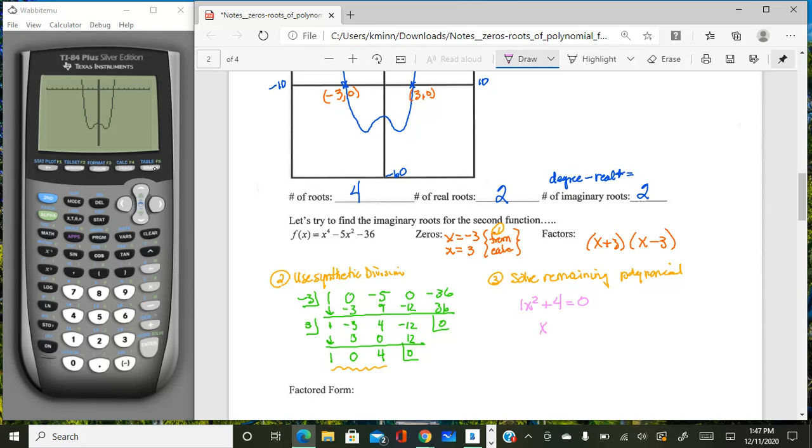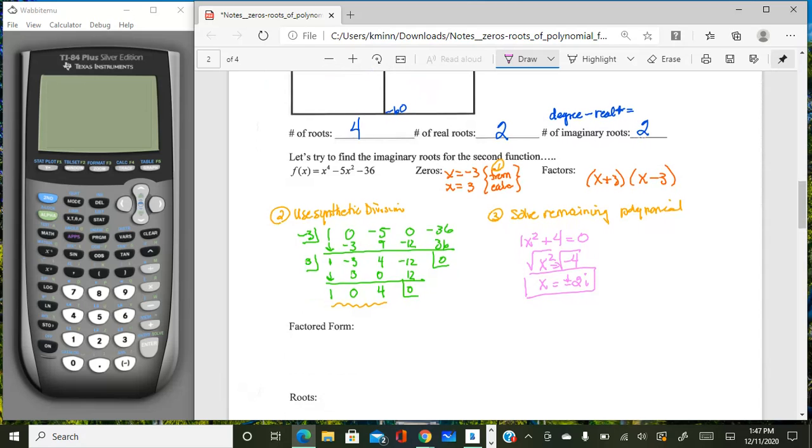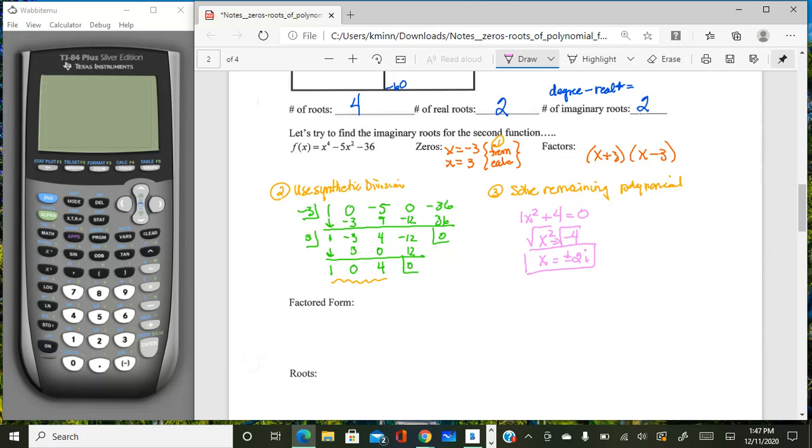So now to solve this, like we did before, I'm going to move the negative 4 over, take the square root of both sides, and then x is equal to plus or minus 2i. So our remaining zeros become plus or minus 2i. And this, by the way, generates a factor. So I can write it up here, x squared plus 4, right? That becomes that remaining factor.